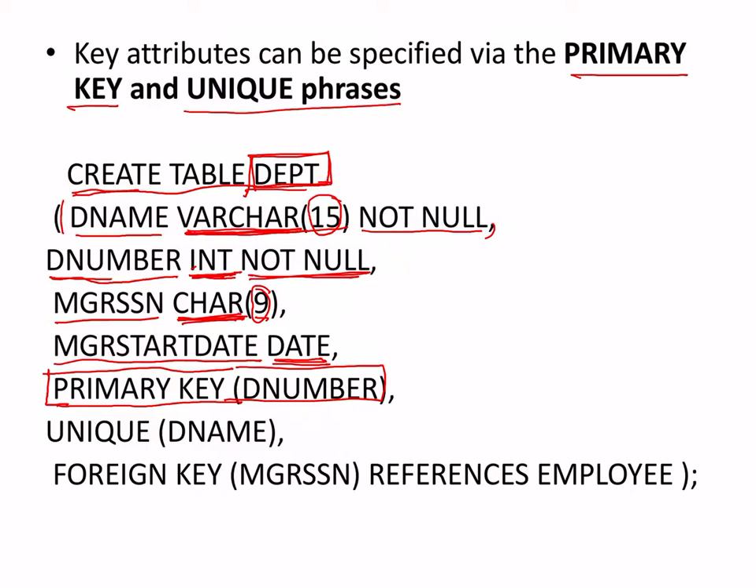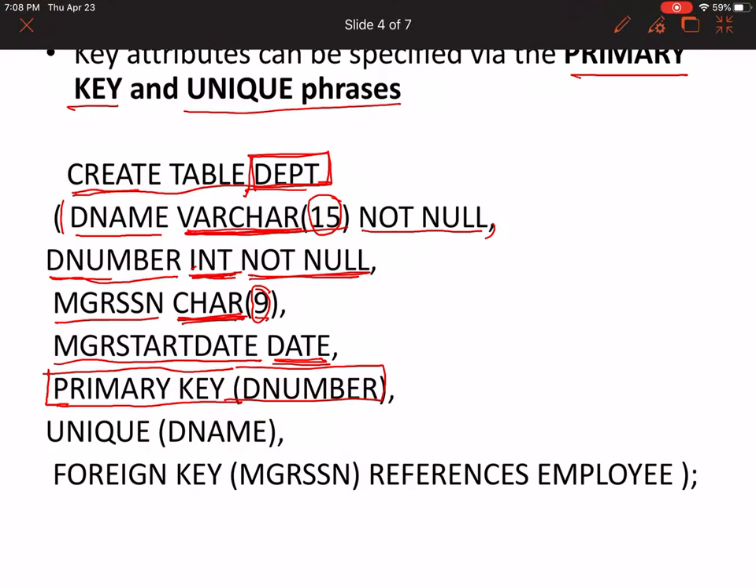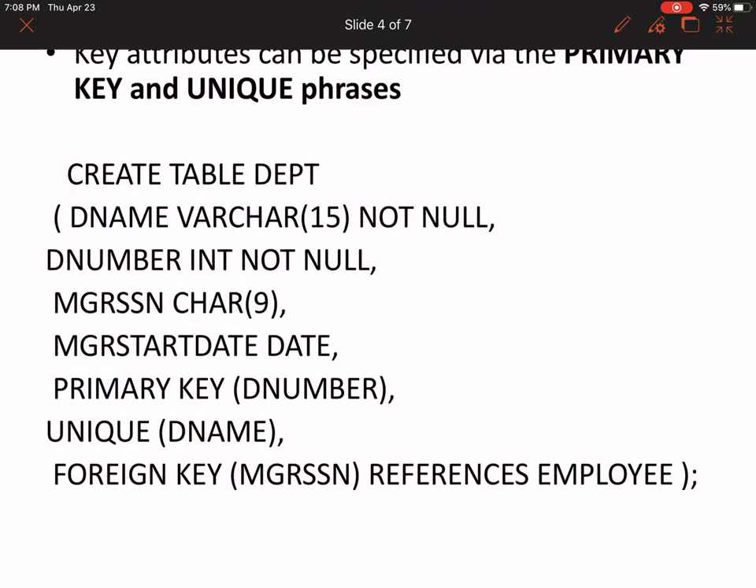So which attribute is, I'll just clear the screen for you. So let's only highlight this. So D number, which has already been defined here, is going to be integer type, it is going to be not null. That D number is being defined as primary key. So hereafter this D number is going to be used as primary key.